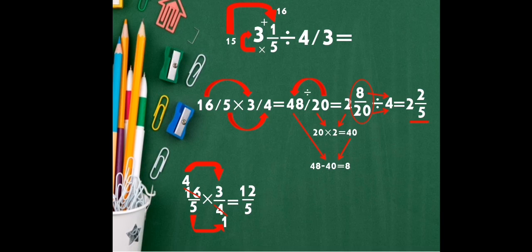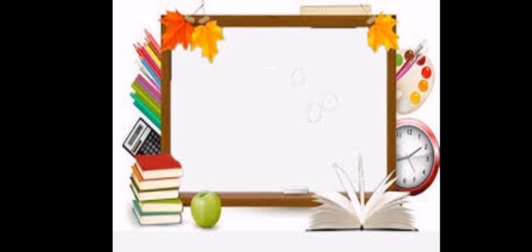And then we're going to divide 12 by 5. So 12 divided by 5 is equal to 2. And then 5 times 2 is equal to 10. And then 12 minus 10 is equal to 2. So we have 2. Then we're going to copy the denominator 5. So we have the same answer, 2 and 2/5. Let's proceed to the next.